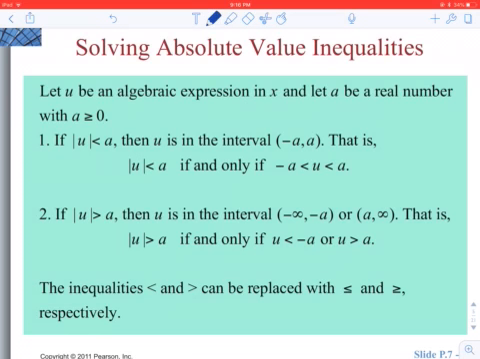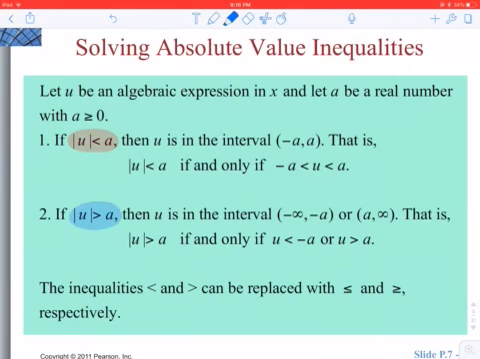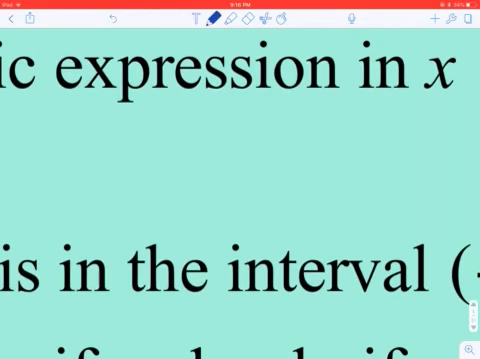Alright, this is one of the review things, that's solving absolute value inequalities. And there's two different ways we need to look at if my absolute value is set up less than a number and if my absolute value is set up greater than a number. Let me start with less than. If I look at this particular example, the absolute value of x is less than 3.